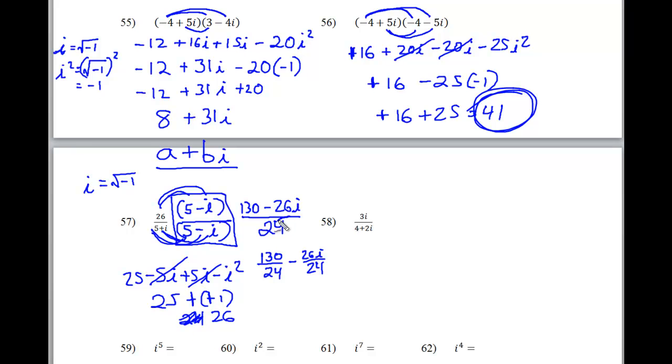So make sure that's swapped. This is going to be 26, and this is going to be 26. So 130 divided by 26 is 5, and 26 divided by 26 is 1. And so there we go. 5 minus i is your answer.